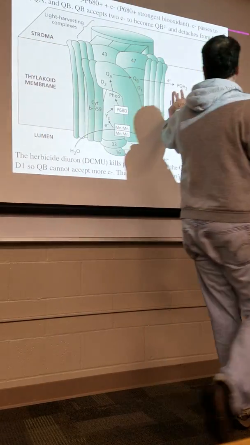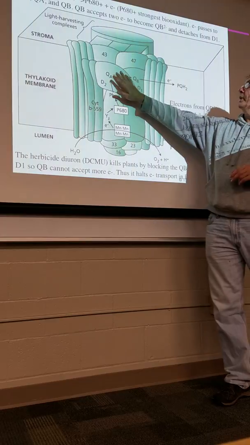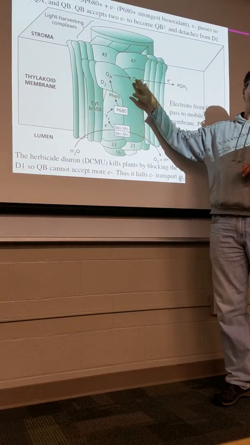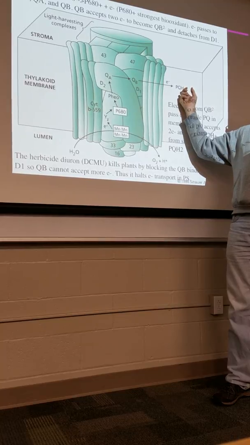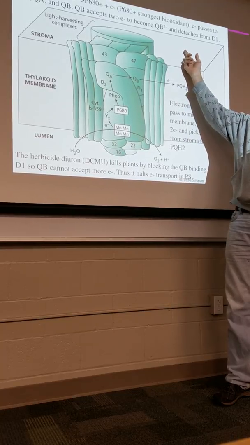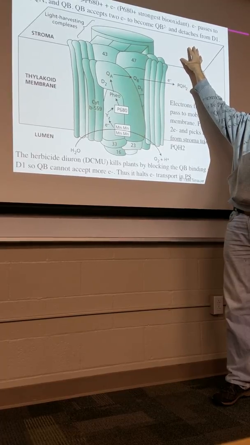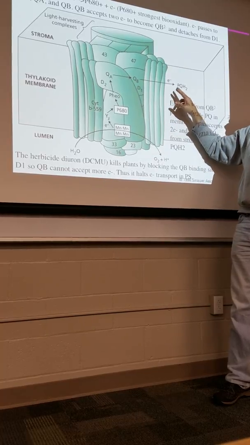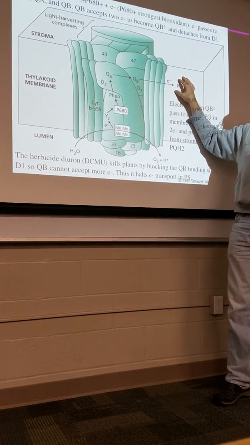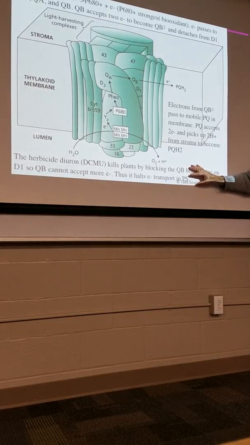So the one thing that I haven't mentioned here is that when QA and QB pick up protons, they're going to pick up the protons from the stroma. So it's going to increase the pH of the stroma, and these protons during electron transport are going to get deposited in the lumen, as we'll see in a minute.